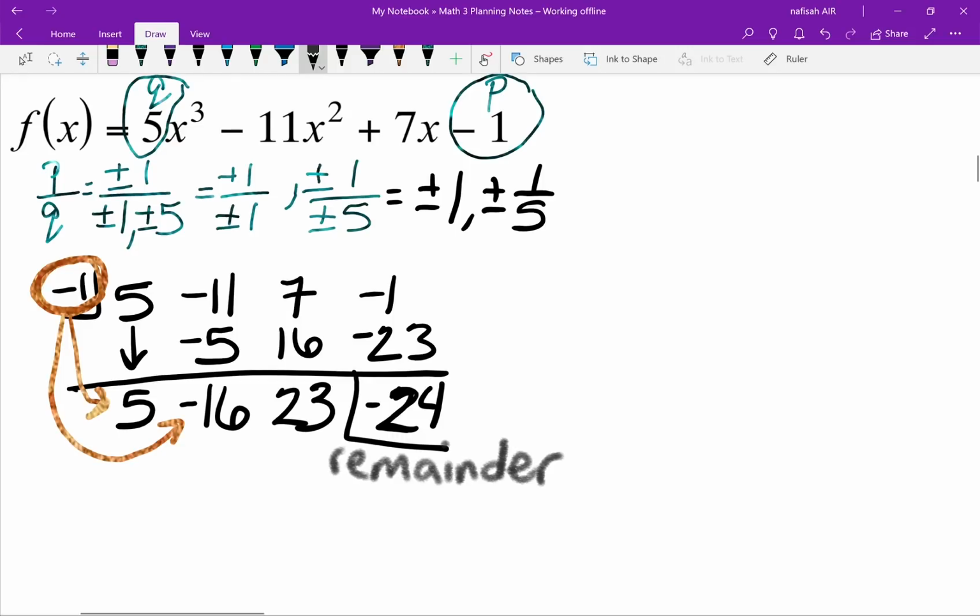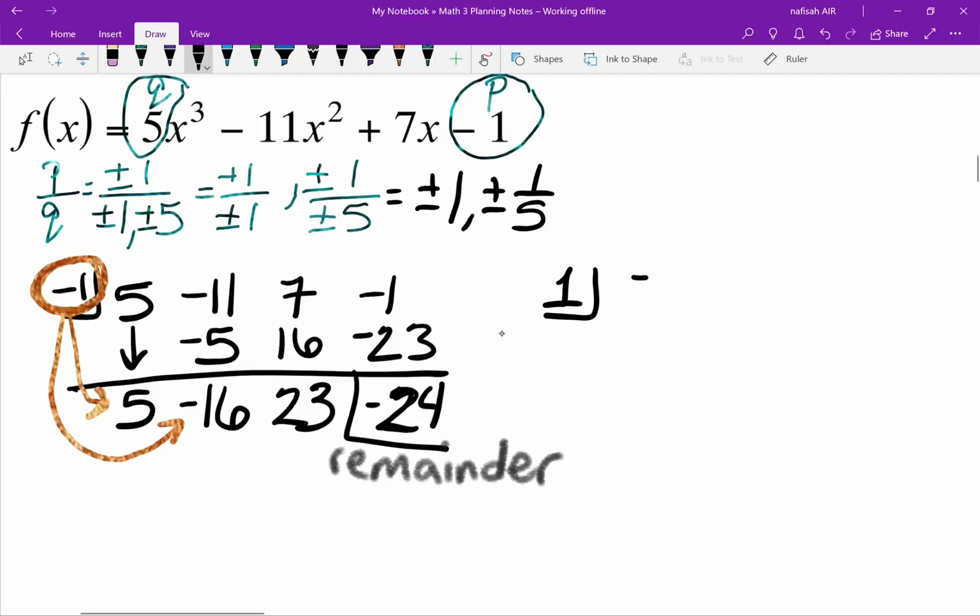Take note, if negative 1 was a root to f of x, the remainder would be 0. Since I have a remainder of negative 24, it is not a root. Now, it's still a possible root, but we just found out that it wasn't an actual root. So we'll go on to the next one that we think is a root. The next one I'm going to say is positive 1. So I'm going to put positive 1 in my little box.